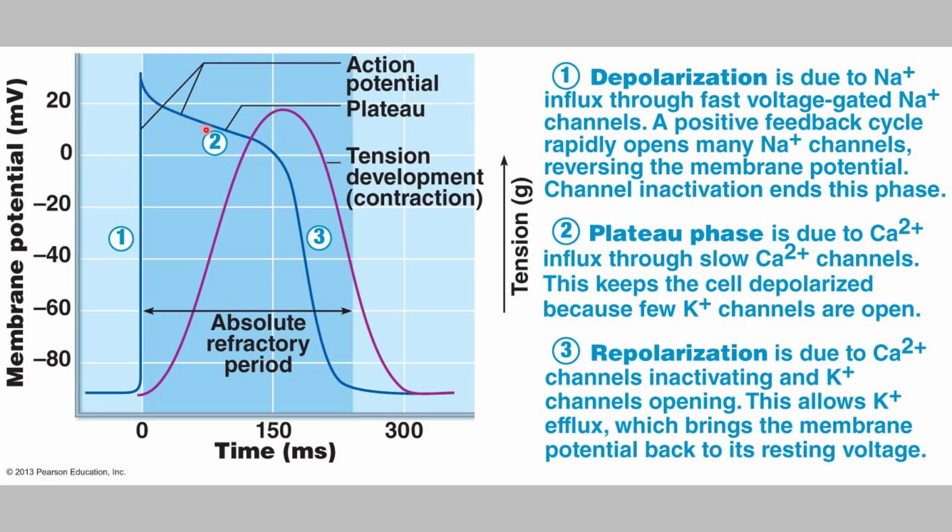Well, the result is almost a flat line. It's slightly repolarizing, but it's pretty much flat. We call this the plateau phase. And that is because calcium is coming in and potassium is going out. Now, at this point, the voltage-gated calcium channels close. The voltage-gated potassium channels remain open. So calcium stops coming in, potassium continues going out, and so we repolarize back to resting.